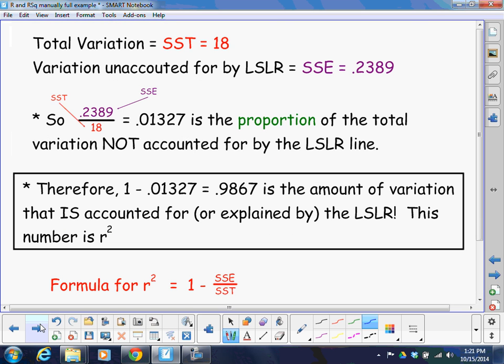So what I'm going to do is go back to my other page. Again, our total variation from page 1, that was when we got 18. We just saw the variation unaccounted for by the line is still the 0.2389. So you get this fraction here: the SSE, the sum of the squared residuals, divided by the sum of the total. So that's about 0.013, so around 1.3%. That's the proportion of the total variation. 18 was the total, and we had 0.2389 still out there. So about 1.3% of the variation is not accounted for by the line.